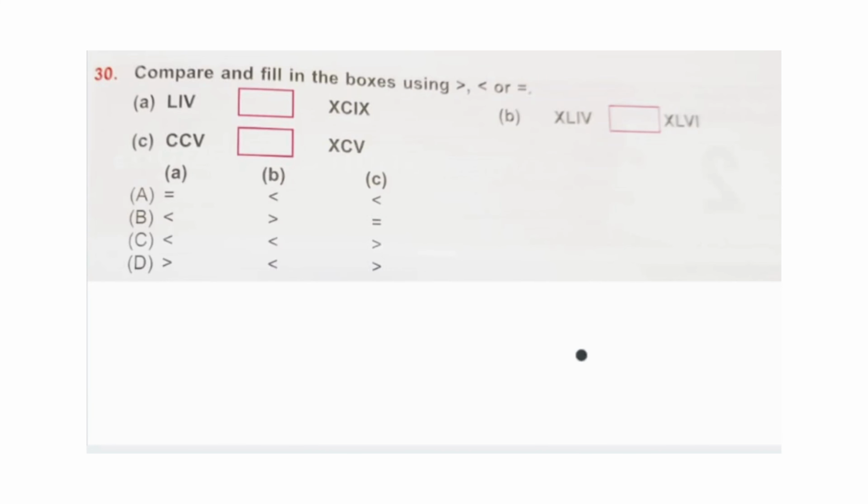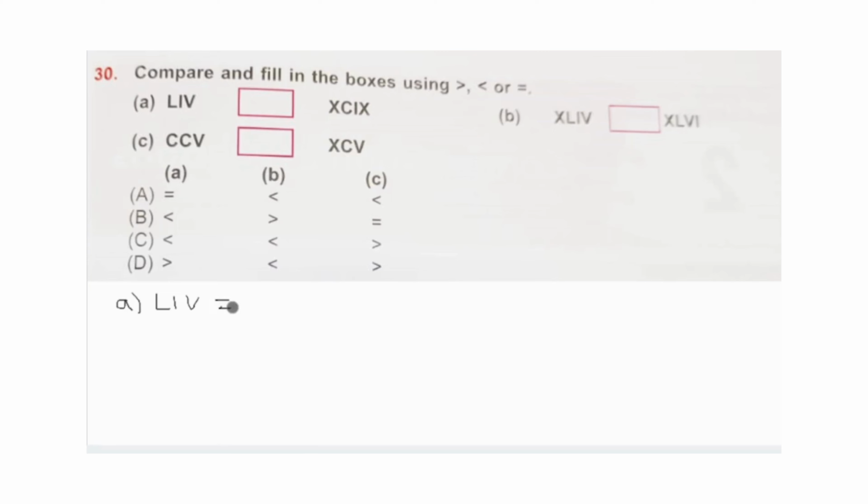Hope you guys were enjoying all the questions that we solved together. Let's come to the final question of the chapter, number sense, under the achievers section, the 30th question. Here it says compare and fill the boxes using greater than, less than, or equal to sign. Let's solve the first option, which is LIV, then a blank, and then XCIX. So let's find the value of LIV.